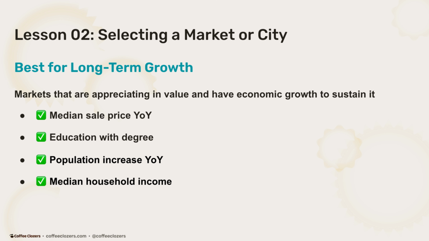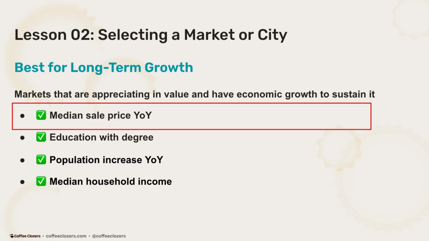Median household income. This is the income for a household in a given area. For similar reasons as the prior metrics, we want to see economic growth in an area that has disposable income. So we want to see this increase. Let's focus on median sale price year over year as our main driver for our algorithm.